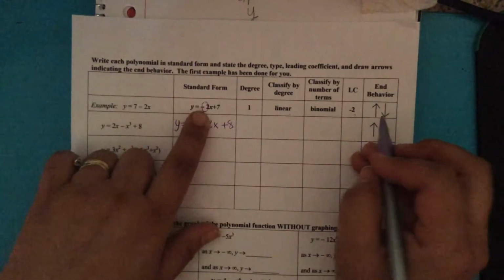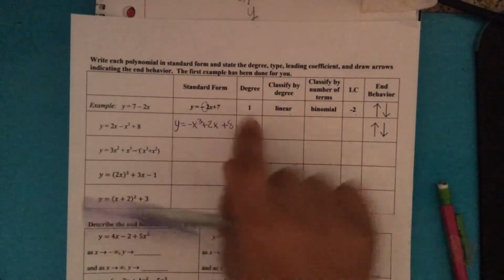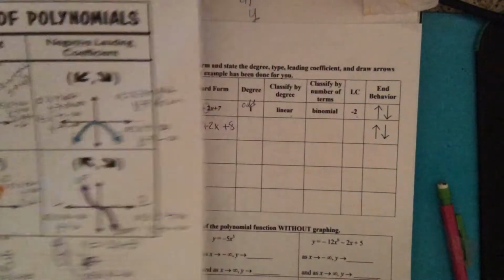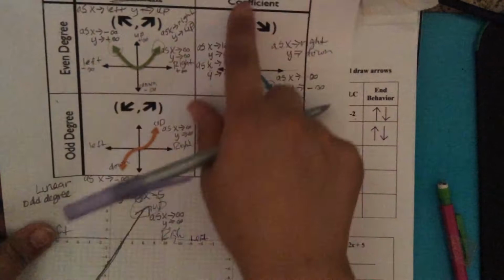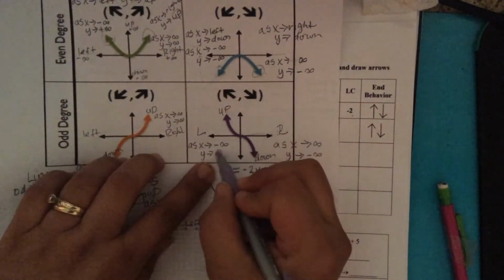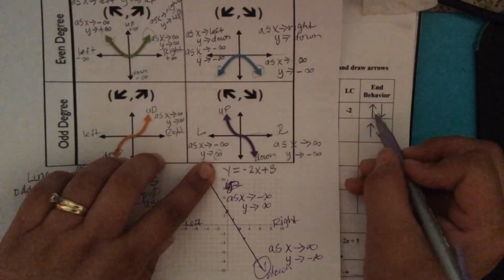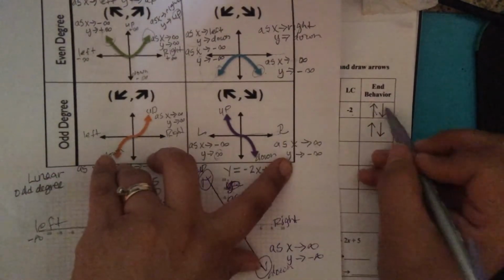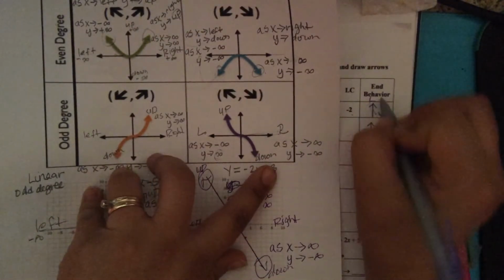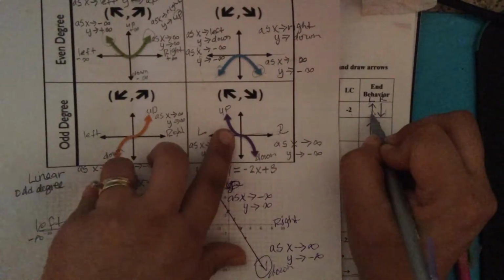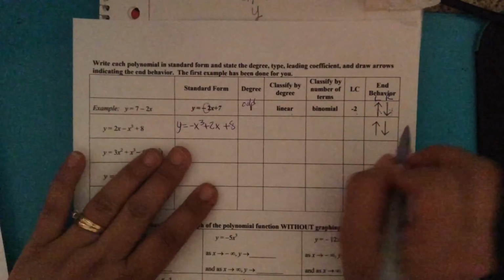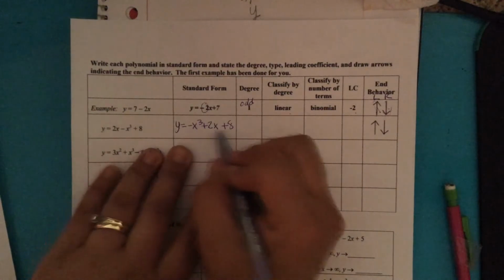And because the degree is odd and the leading coefficient is negative, on the left side it goes up, and on the right side it goes down. So these are left and right. What's happening on the left? It's going up. What's happening on the right? It's going down. Okay, so now you have y equals -x cubed plus 2x minus 8.